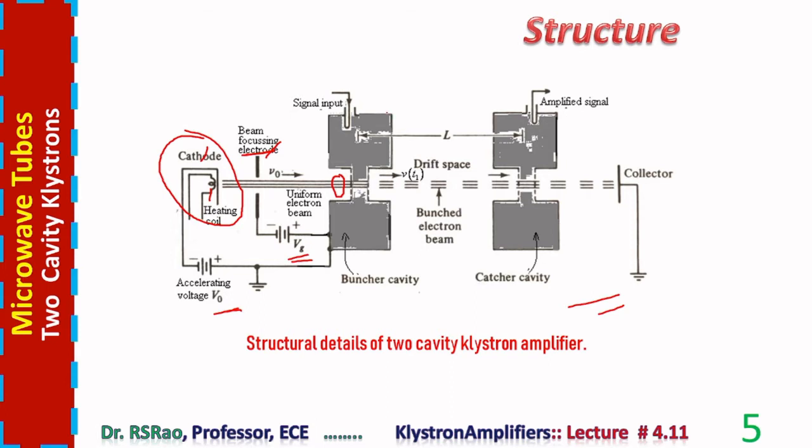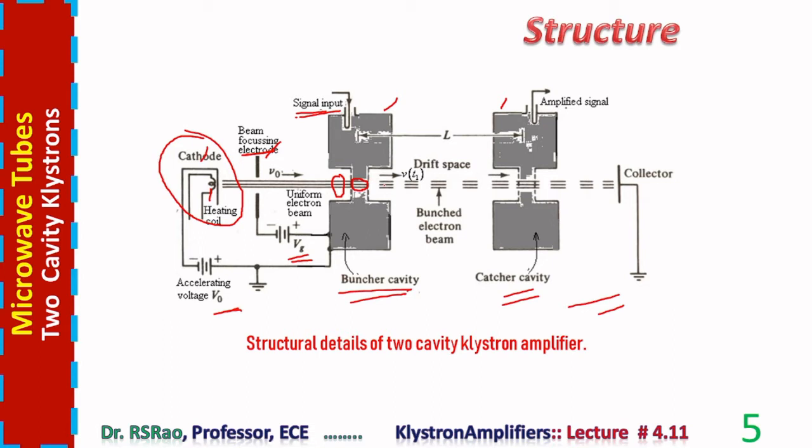We can also notice two cavities. Input is given to one cavity. That cavity is called the buncher cavity or input cavity. Amplified output is taken from another cavity, which is called the output cavity or catcher cavity. The input signal at the buncher cavity appears across the grid gap, and it velocity modulates the beam.